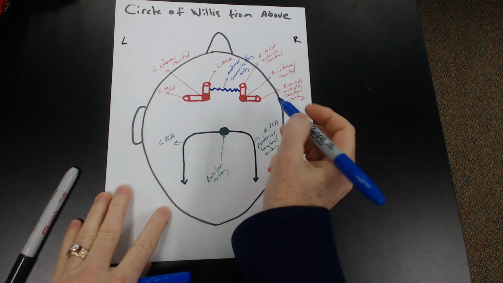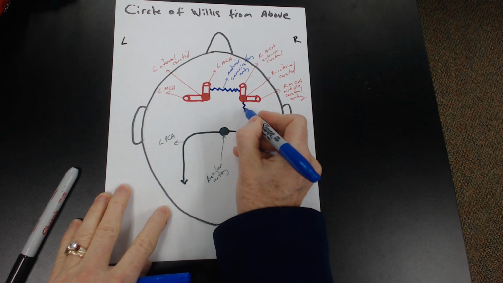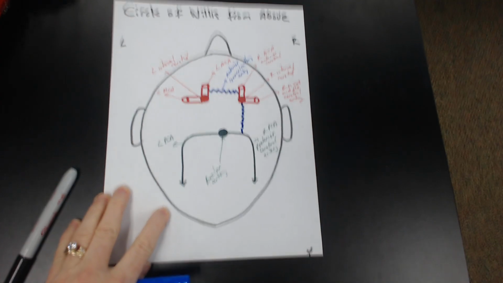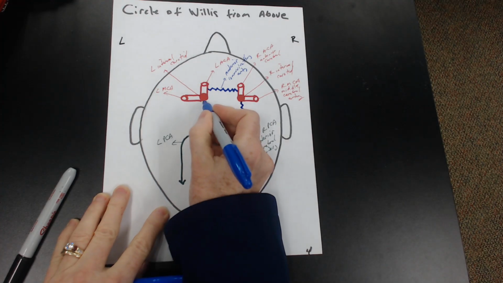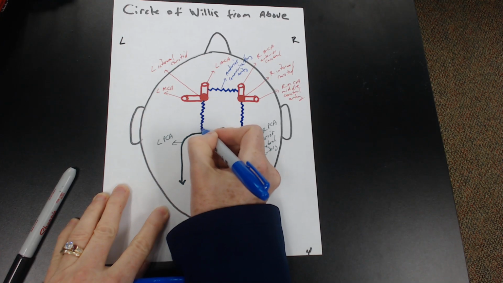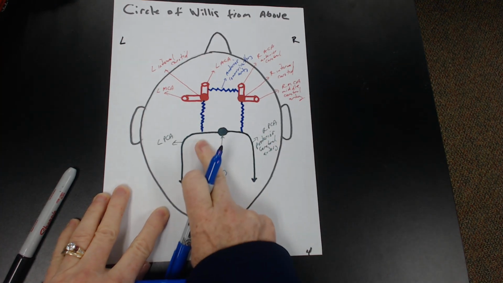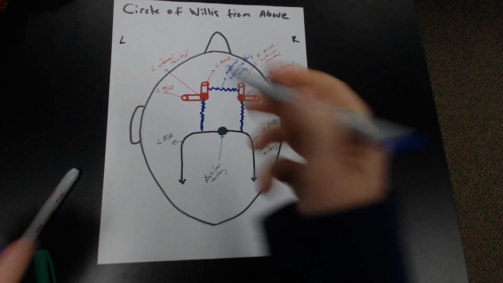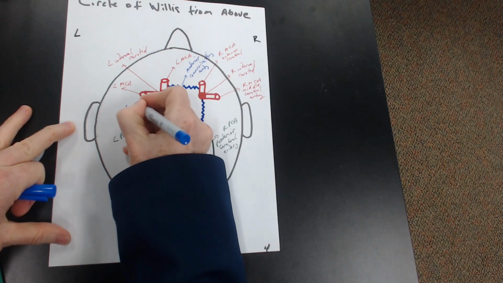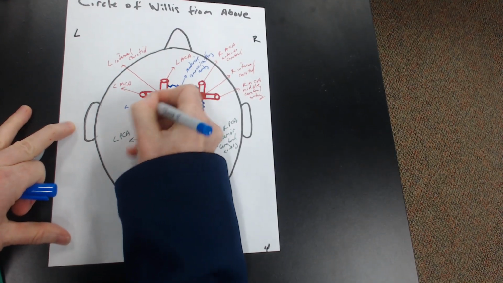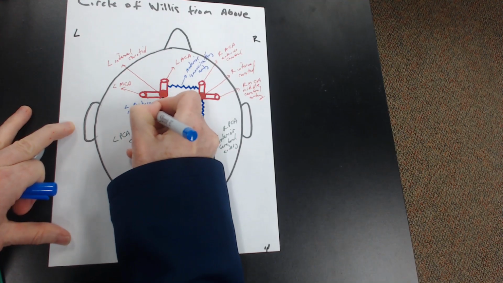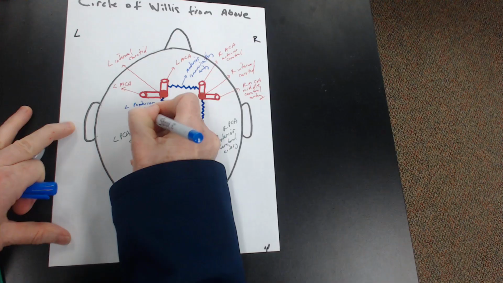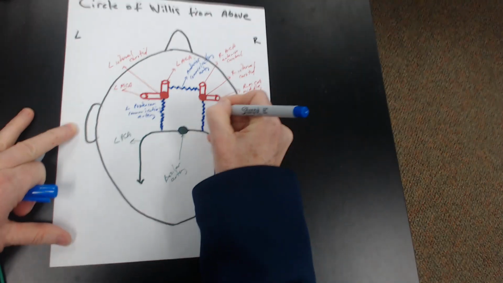Coming off the right internal carotid, there's going to be another artery that connects that internal carotid with the right PCA. And on the left side, coming off the left internal carotid, there's going to be another artery that connects the left internal carotid with the left PCA. Does anybody remember the name of those? Yeah, posterior communicating arteries. Good. So this is going to be my left posterior communicating artery. And then this is going to be my right.